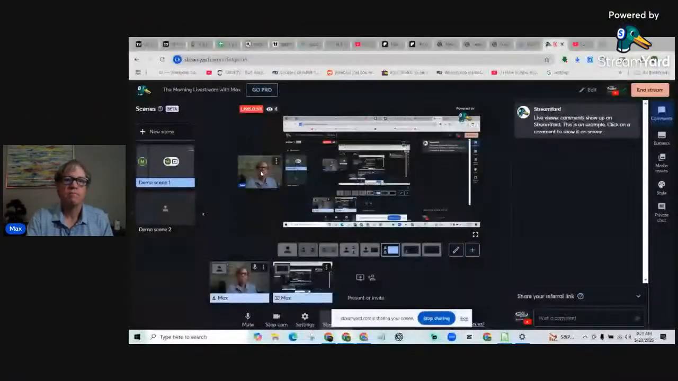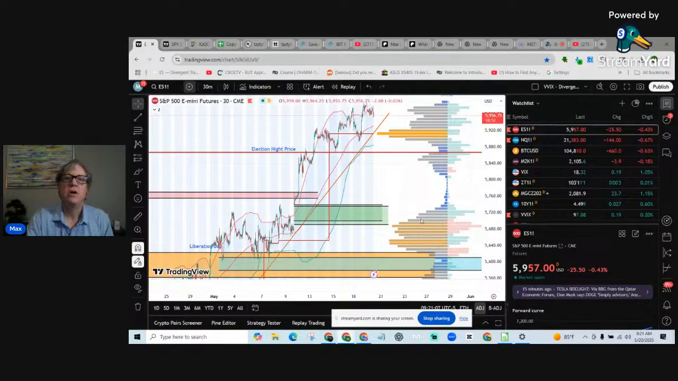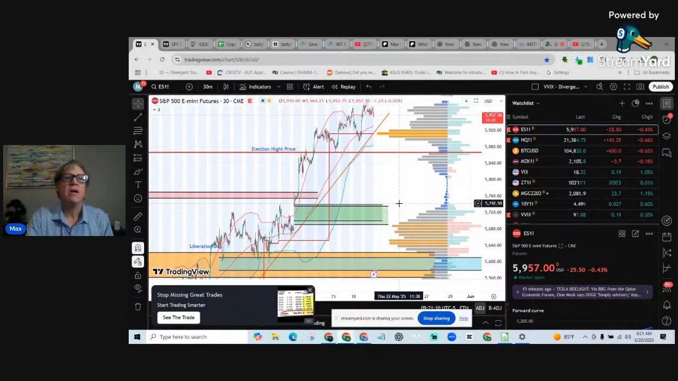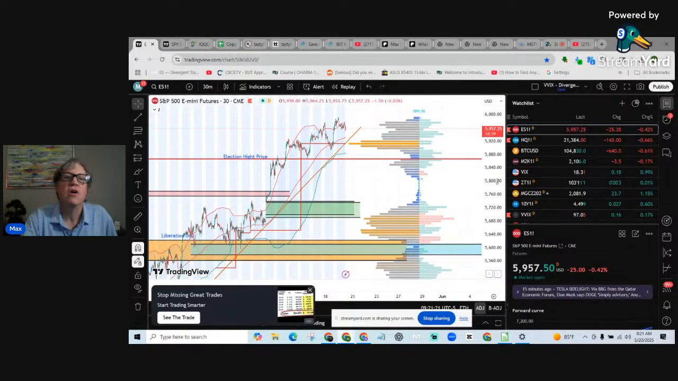All right, let's share the screen. Let's check out some stock market action. Okay, here we have S&P 500 futures. This trades 23 hours a day, 5 days a week. This is a 30-minute chart.